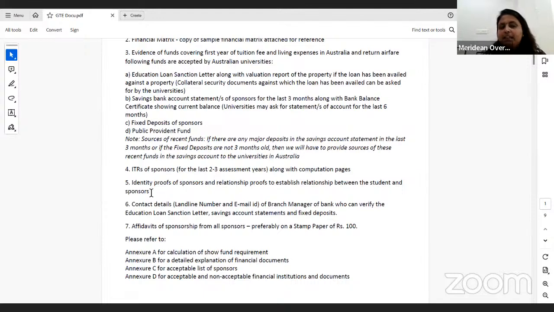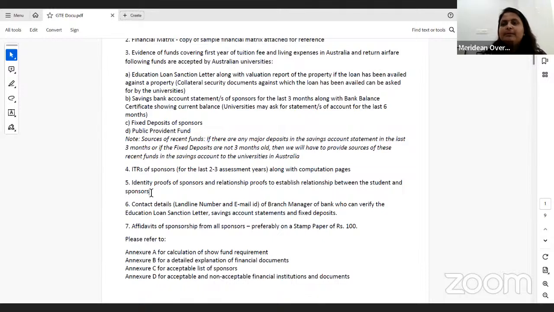Then identity proof of sponsors and relationship proof to establish the relation between the student and the sponsors. Identity proof of sponsors, how will it be? Whoever your sponsors are, suppose your parents are sponsors, or your parents and grandparents, or your parents and your siblings are sponsors, in that case, in identity proof we are looking for PAN card, Aadhaar card, these are for the IDs.